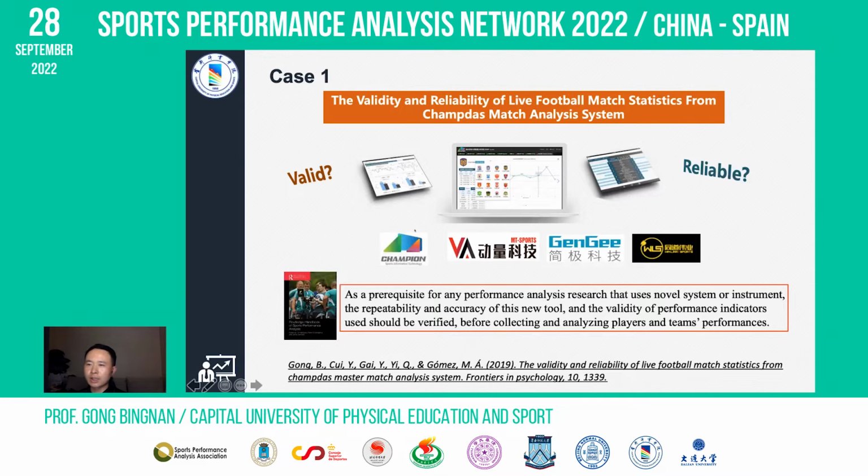But before doing research, data resource is very important, and the quality of data is really important. So we need to make sure the accuracy and validity of this data is ensured. The first thing I did was to verify the validity and reliability of the system. Besides the data from AMISCO, we also get data from the ChempDAS system. I think most of the Chinese students know more about the ChempDAS system, right? So we did the research on validity and reliability.